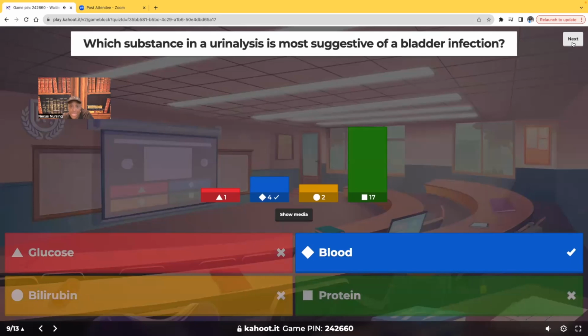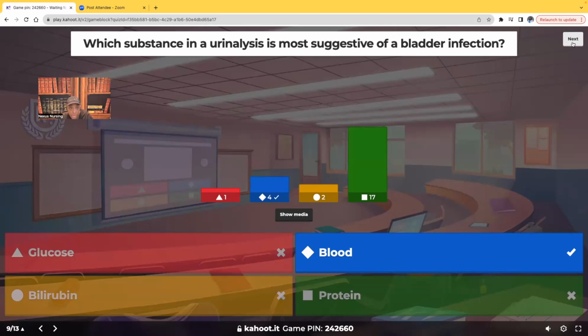Oh, wow. Seventeen of you guys went with protein. All right. Well, let's talk about the correct answer first, which is blood. Only four of you guys chose blood. Yeah, between these choices it's blood. You see blood, pus in the urine, you're going to be thinking bladder infection.